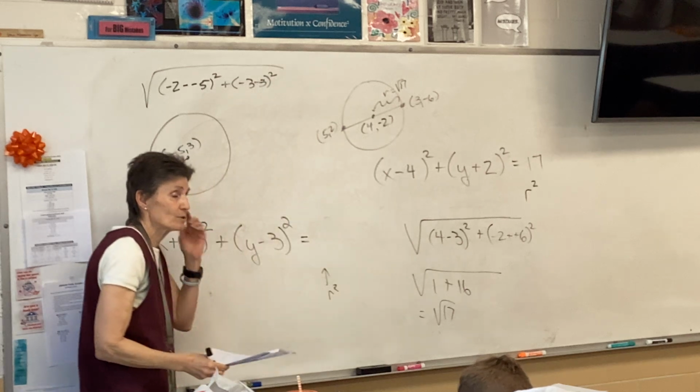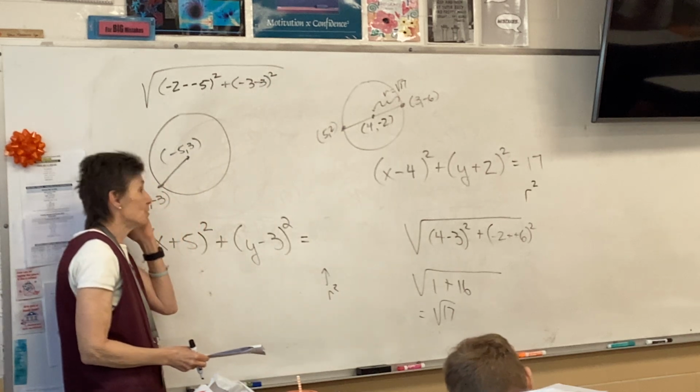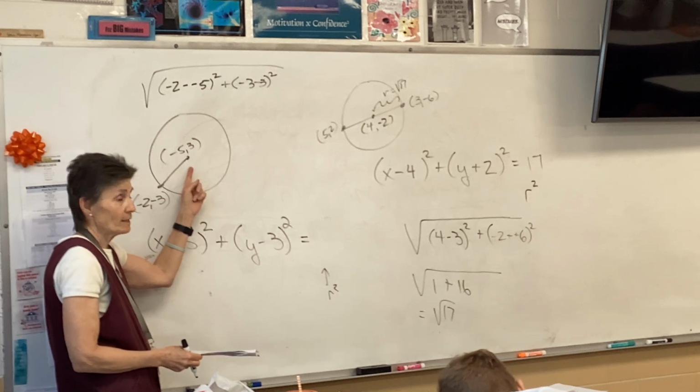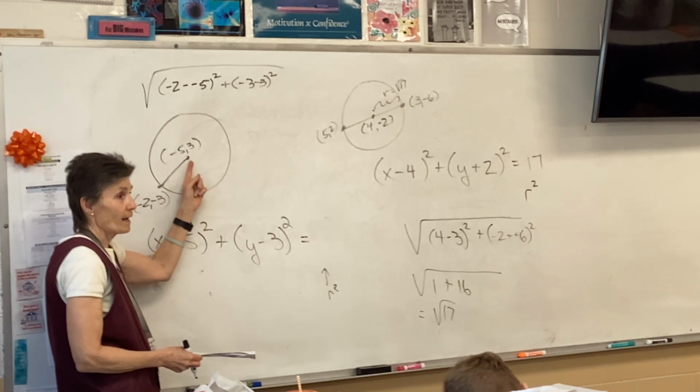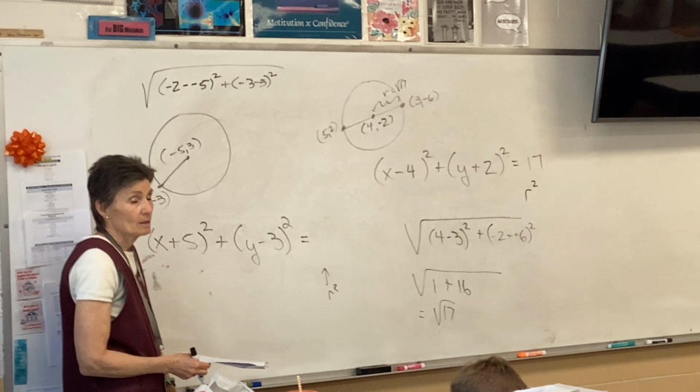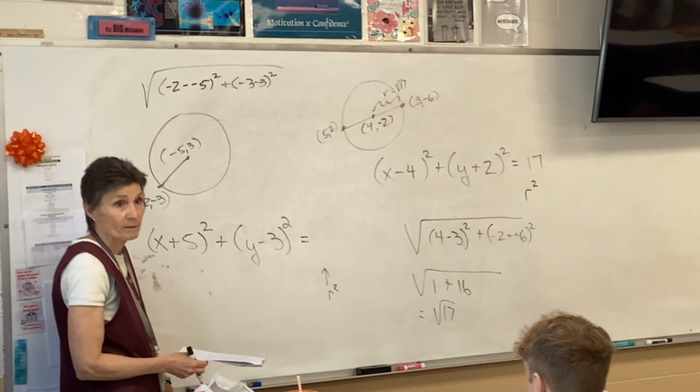So remember, your distance formula, you subtract your x's, square it, subtract your y's, square it, add them together and take the square root. That's how the distance formula works.